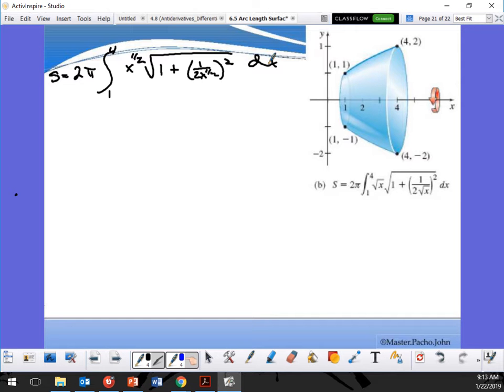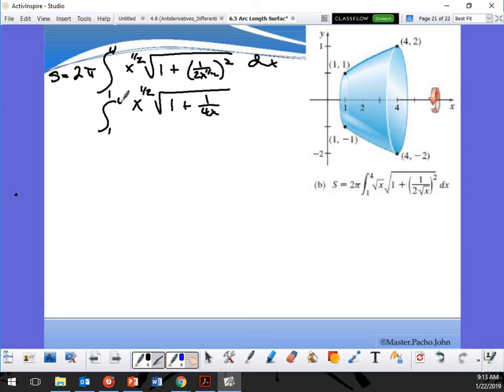All right, so let's try and clean up the inside before we set up a U sub, because that's probably going to be the biggest issue I'm going to have. When I square 1, it's going to give me 1. When I square the 2 times x to the 1/2, it's going to give me 4x, to just the 1, right? So it's going to be 4x.